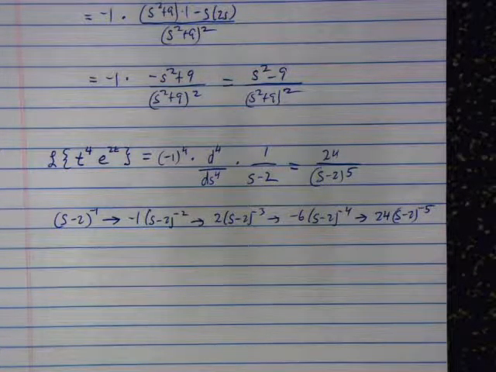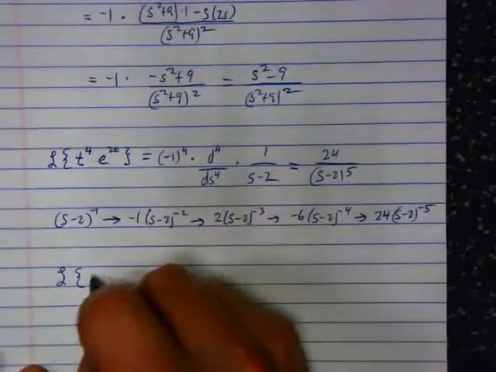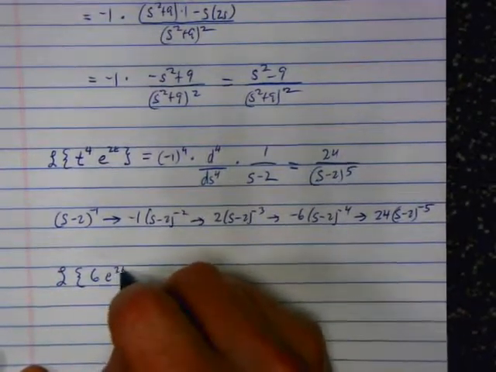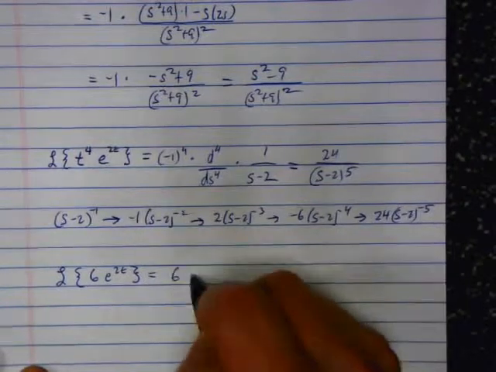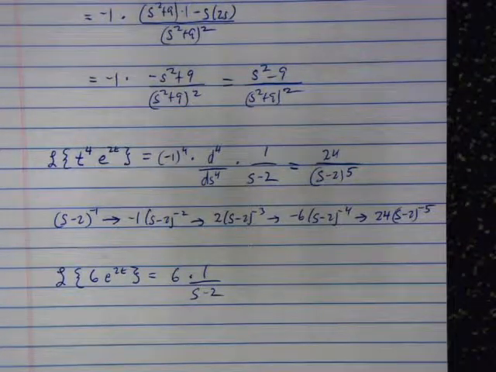Questions on that? That's pretty straightforward. Not so bad. What happens if it doesn't have a t? What would you like? If it just has a number in front of it, then we don't have an issue. The Laplace transform of 6 e to the 2t is just 6 times 1 over s minus 2. So if it's just a number out front, the number just stays. Not an issue.